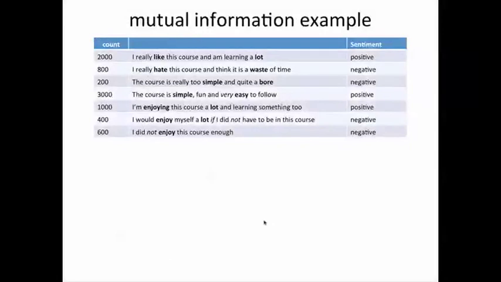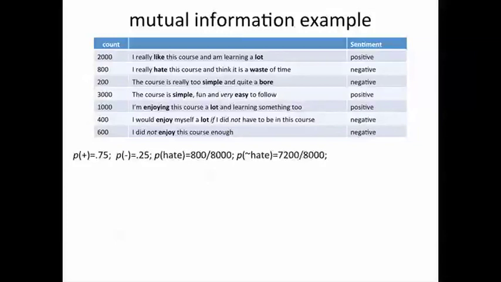We'll take the same set of comments that we used earlier and compute the mutual information between a word such as hate and the sentiment positive or negative. The probability that a comment is positive is just the fraction of positive comments, which is 6,000 out of 8,000, and similarly 2,000 out of 8,000 for negative comments. The probability that hate occurs in a comment is just the ratio of hates out of the total number of 8,000 comments, and similarly the probability that hate does not occur.